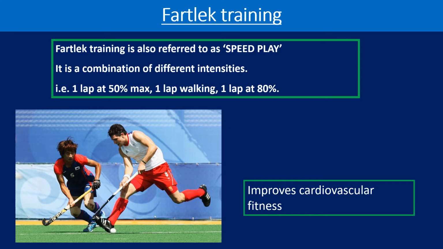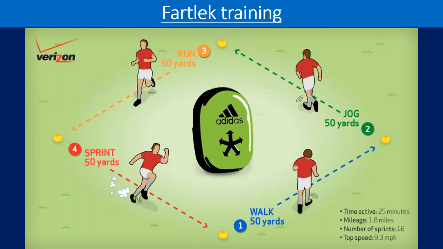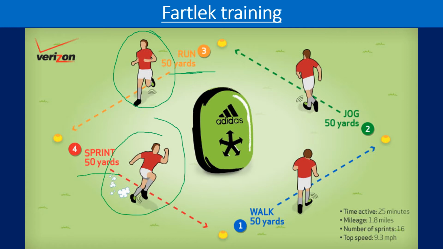So we can use fartlek training to improve both our aerobic and our anaerobic fitness, because you can pick the intensity that the athlete is working at. I've got an example here of fartlek training for you. So we can see this athlete here is running 50 yards. Next, when he gets to the cone, he sprints the 50 yards. He's going to be a bit worn out, so then he's going to walk 50 yards, and then here, we're going to jog 50 yards.